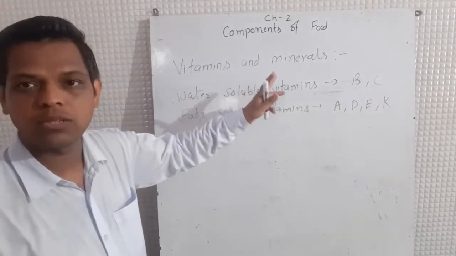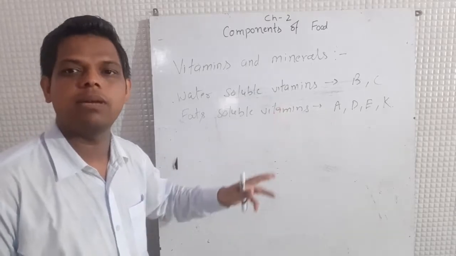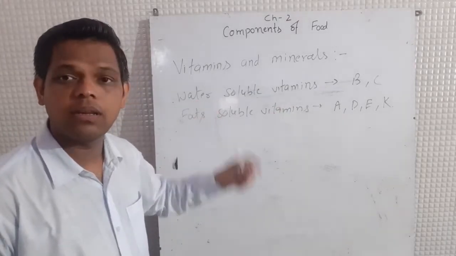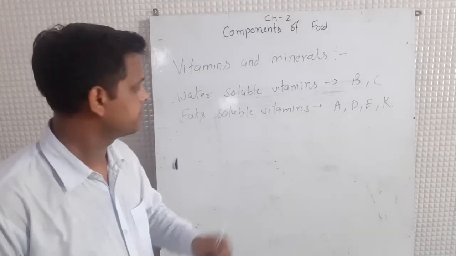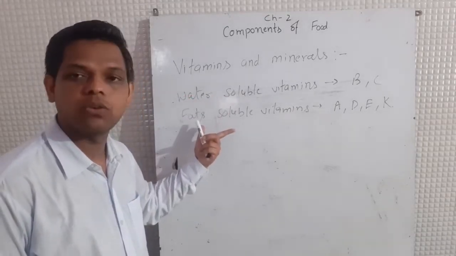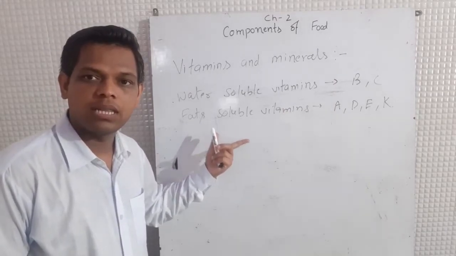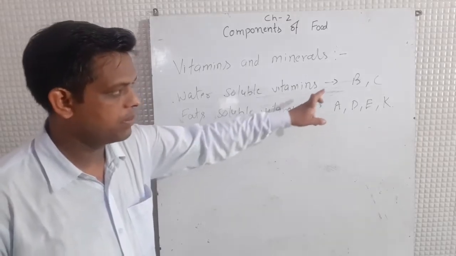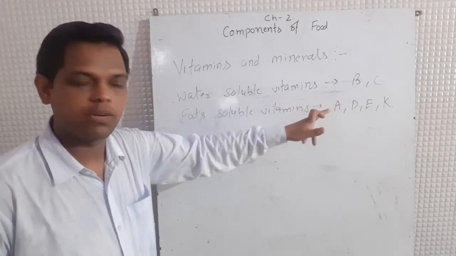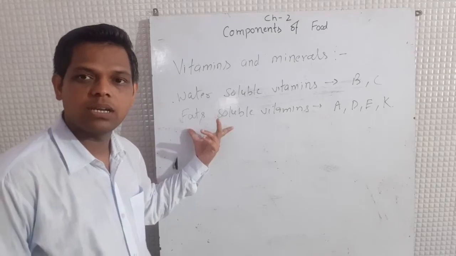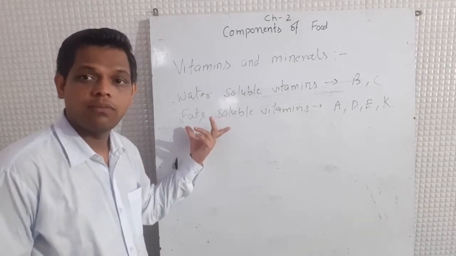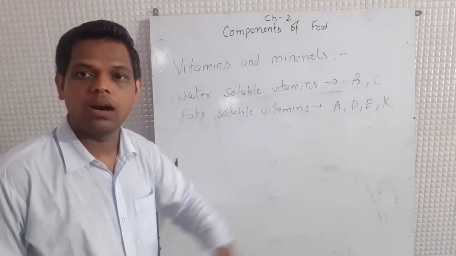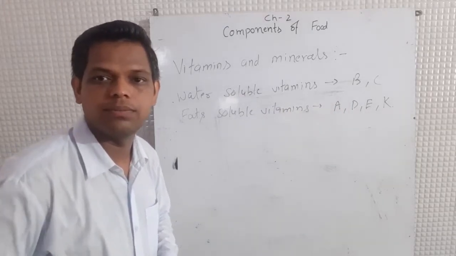Vitamins and minerals are also present in our food, but they are needed by our body in very small amounts. Vitamins are further divided into two categories: water soluble vitamins and fat soluble vitamins. The vitamins that are soluble in water are known as water soluble vitamins. Vitamin B and vitamin C are water soluble vitamins, and the vitamins which are soluble in fat are known as fat soluble vitamins. Except B and C, vitamins A, D, E, K are fat soluble vitamins.